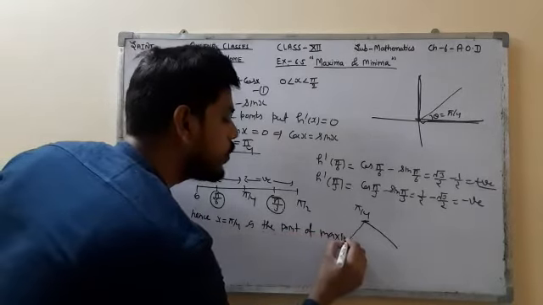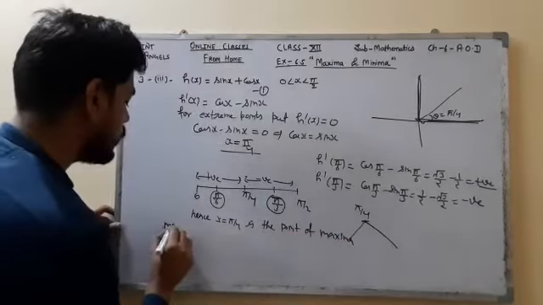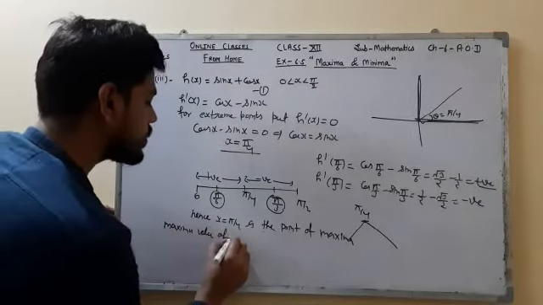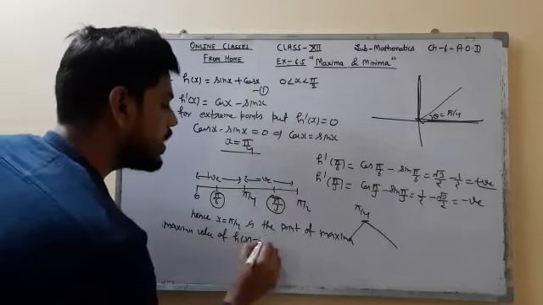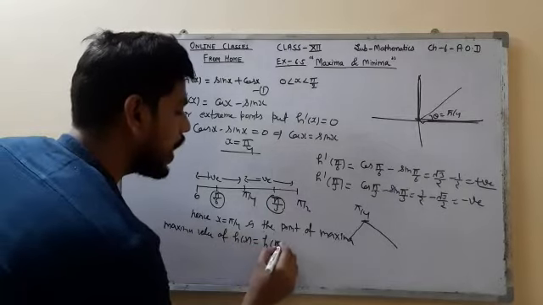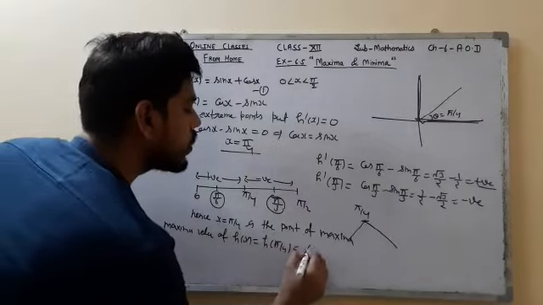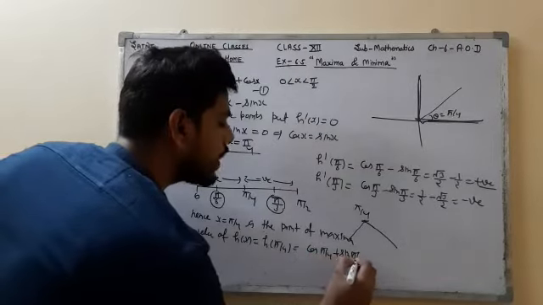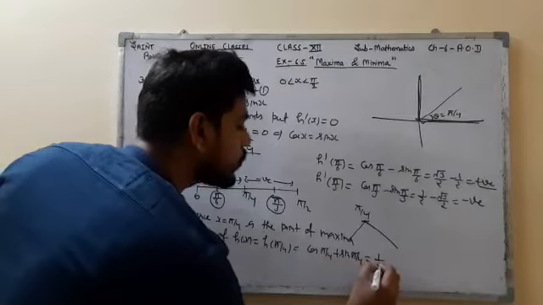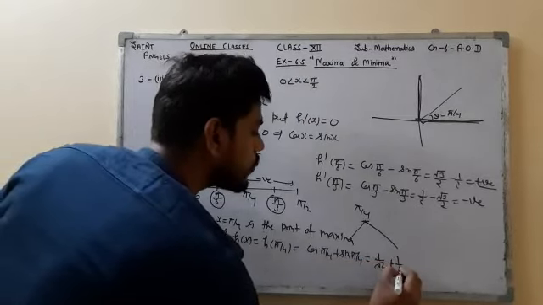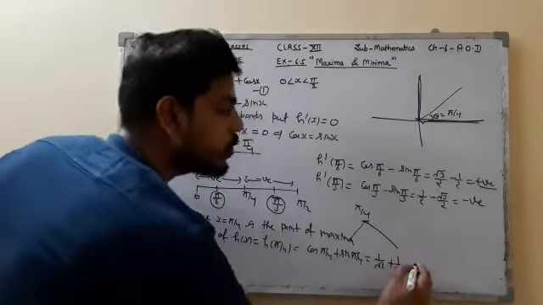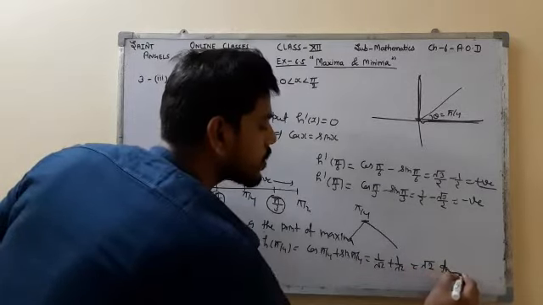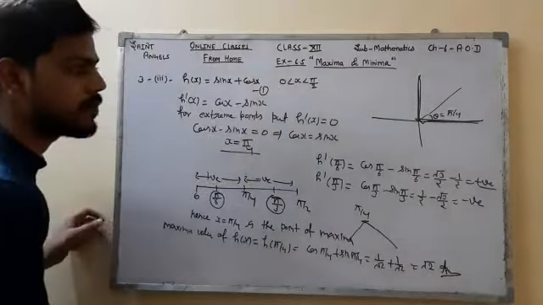And the maximum value of hx would be h of pi by 4. So it would be cos pi by 4 plus sin pi by 4, that is 1 upon root 2 plus 1 upon root 2. So it will come 2 upon root 2, which means root 2. That is the maximum value of the function. Please pause the video and note it down.